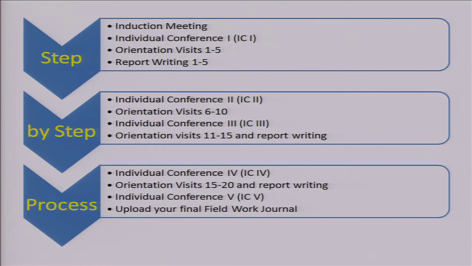After the individual conference, second, the orientation visits 6 to 10 have to be completed, and again reports have to be written and an individual conference has to be done. So in this way, 5 individual conferences have to be completed and 20 orientation visits in 20 different settings have to be completed.